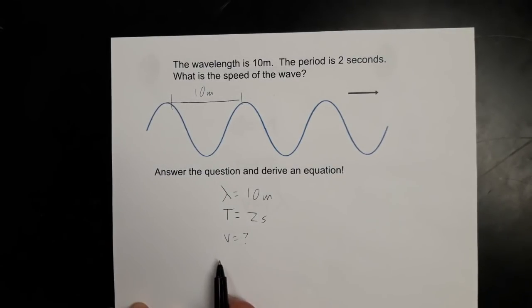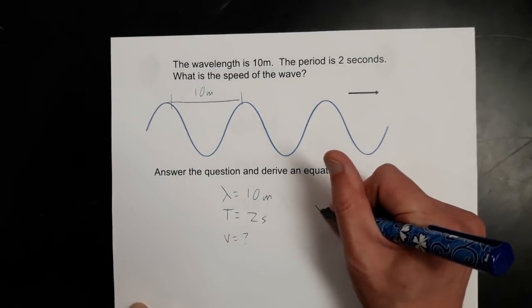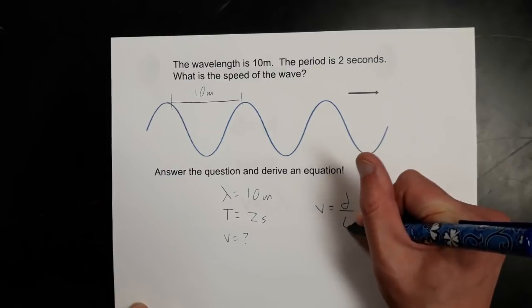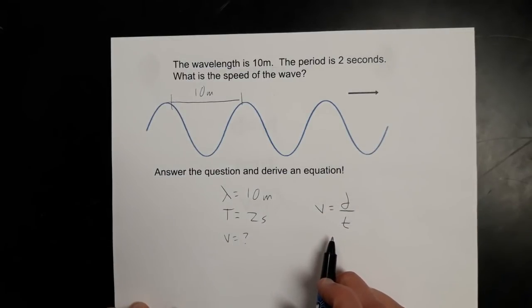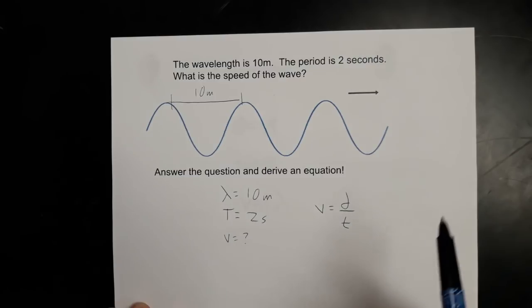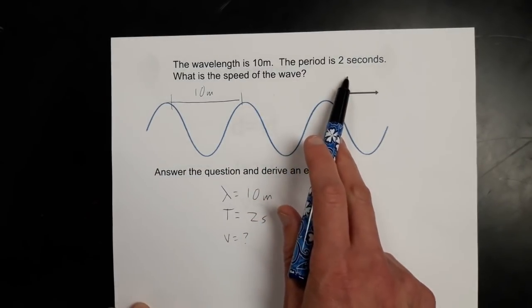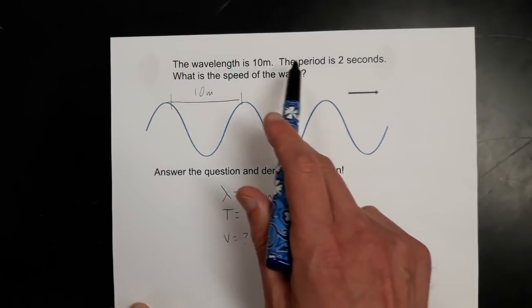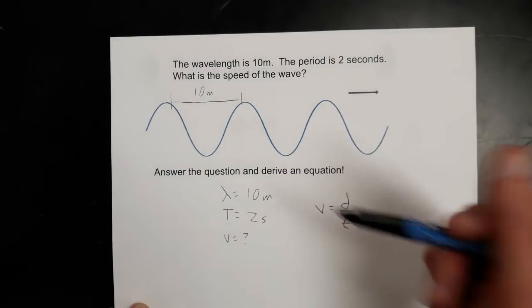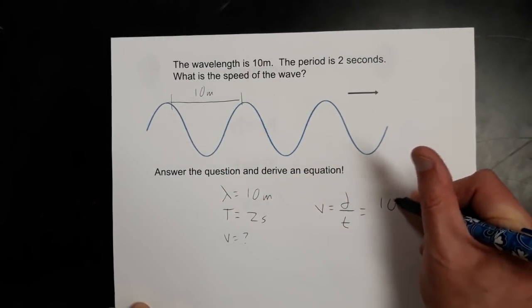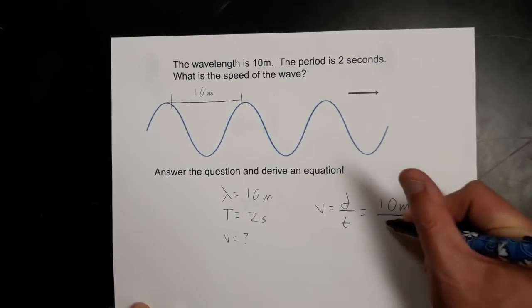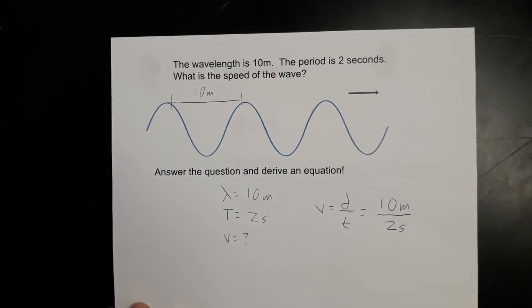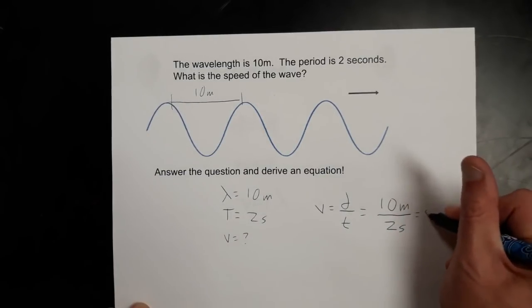Now, we don't know of any formula, at least not yet, that links all of these together. But we do know the definition of speed, which is distance over time. That's an equation that we do know. Now, we know that the wavelength is 10 meters and the period is 2 seconds. This is how much time it takes a wave to go by, and this is how long a wave is. So we know when a wave goes by, 10 meters of wave have gone by in a time of 2 seconds. And that's going to give us our speed.